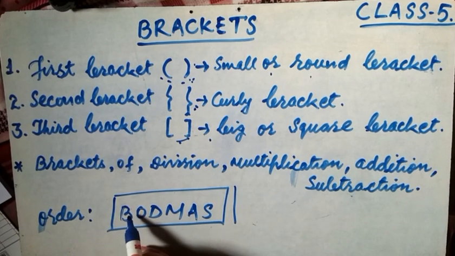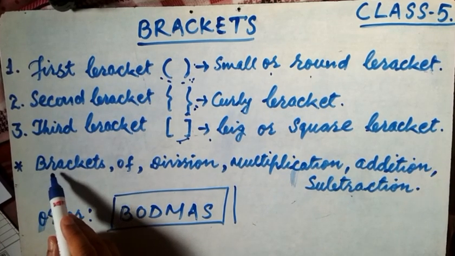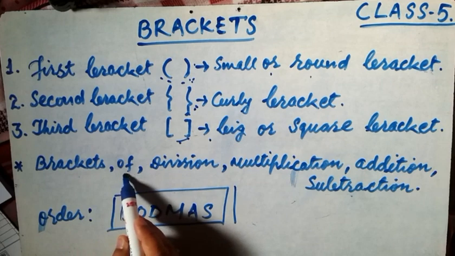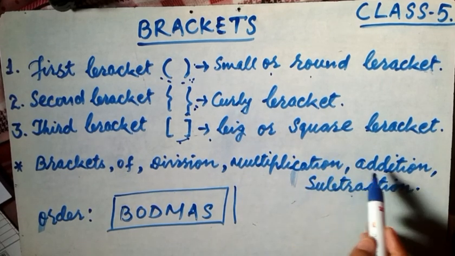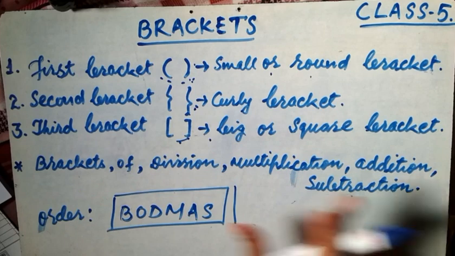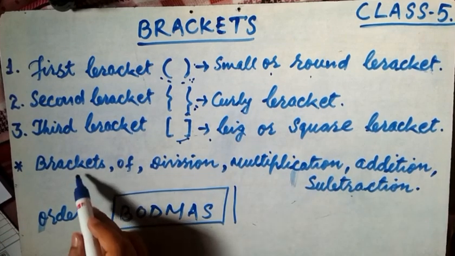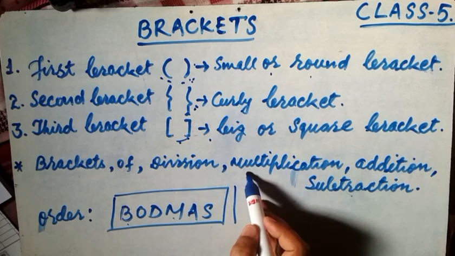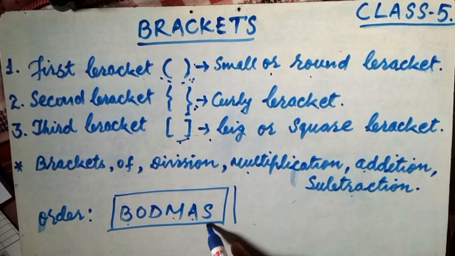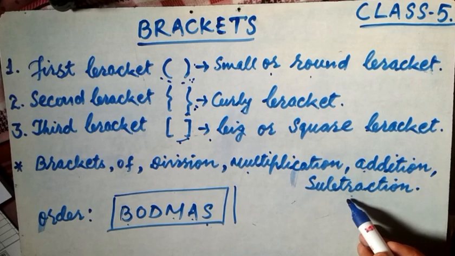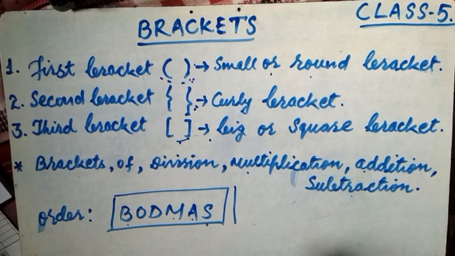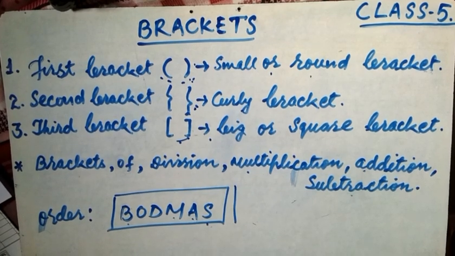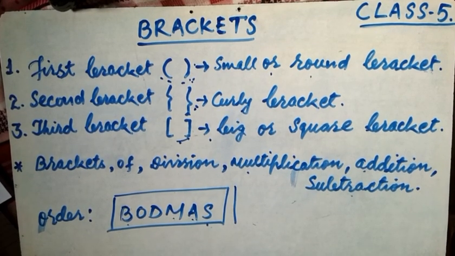So if we see the brackets, of, division, multiplication, addition and subtraction, all this combined becomes BODMAS. So B stands for bracket, O stands for of, D stands for division, M stands for multiplication, A stands for addition and S stands for subtraction. So friends, now let us start solving questions of exercise 24.